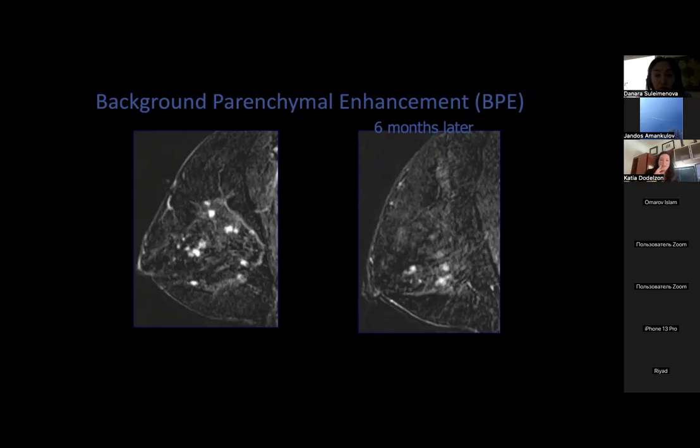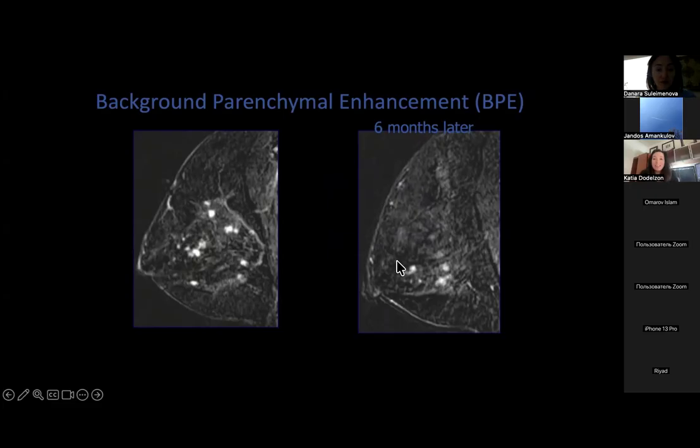So background parenchymal enhancement tends to wax and wane, and you can see this is one MRI, this is 6 months later in the same patient, and she has these multiple masses that are scattered everywhere. Because they were in both breasts, there was no concern. We called it background parenchymal enhancement.